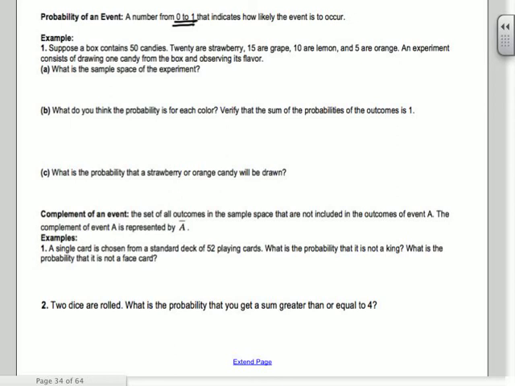Okay, so example 1. Suppose a box contains 50 candies, 20 are strawberry, 15 are grape, 10 are lemon, and 5 are orange. An experiment consists of drawing one candy from the box and looking to see what flavor it is. What is the sample space of the experiment? When I observe the flavor, it could be a strawberry, grape, lemon, or orange. You can write all of those out. I usually try to abbreviate them somehow. That's an O there.